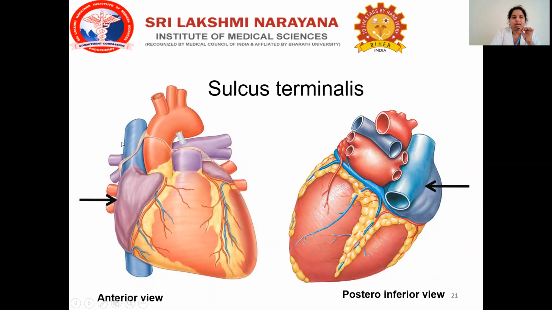The right heart border is formed entirely by the right atrium that extends from the right edge of the superior vena cava opening to the right edge of the inferior vena cava opening. On the external aspect of the right atrium, a linear groove extends from the superior vena cava to the inferior vena cava. This is called the sulcus terminalis.